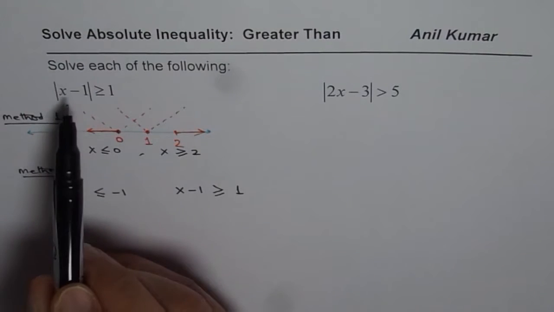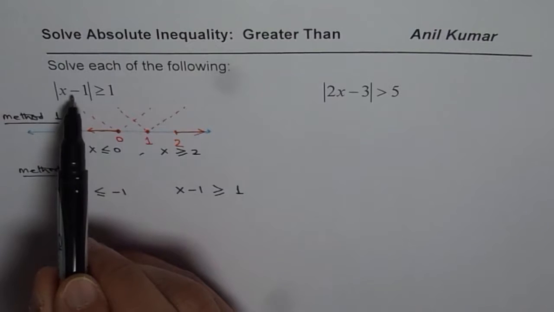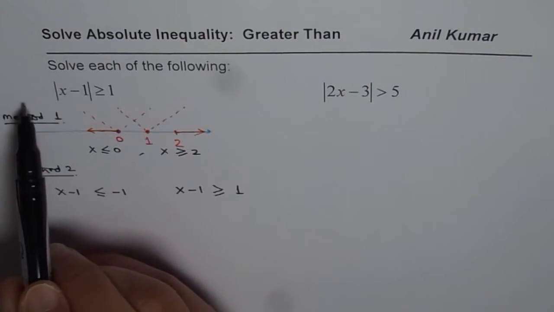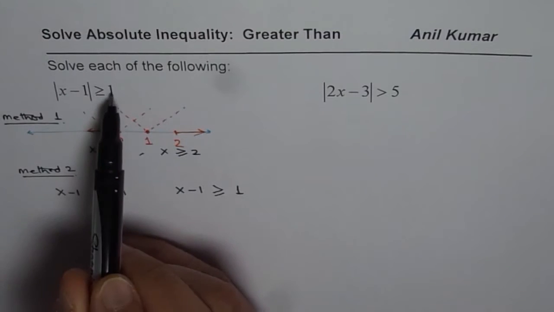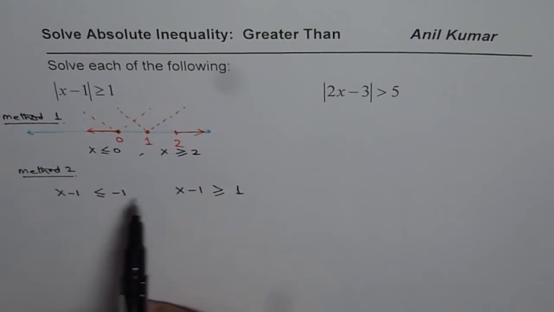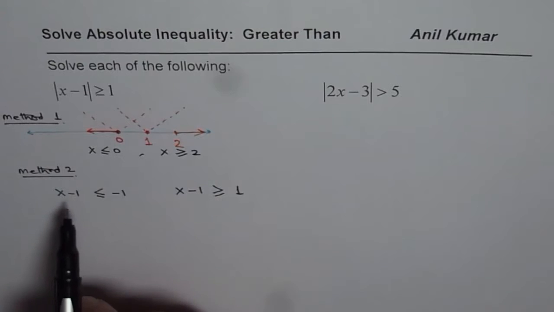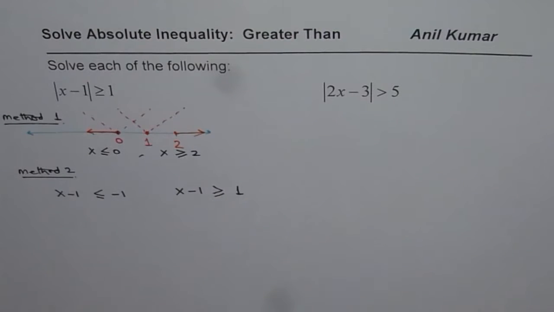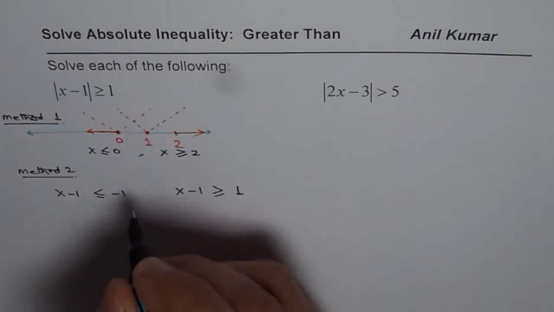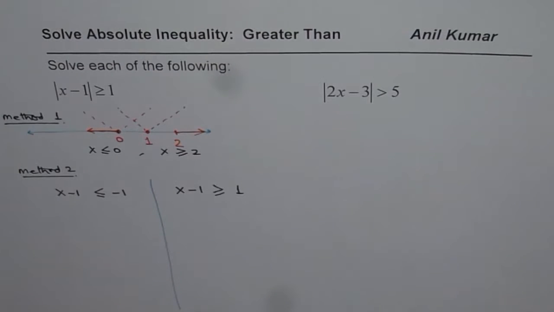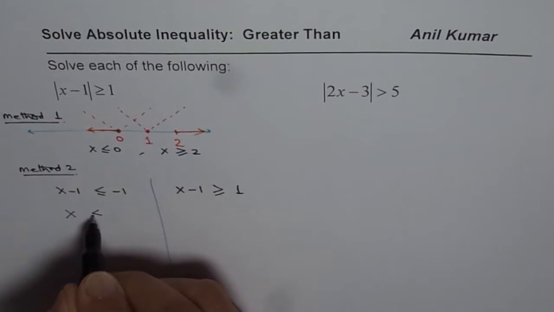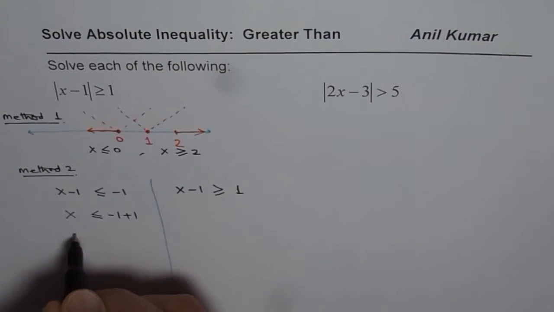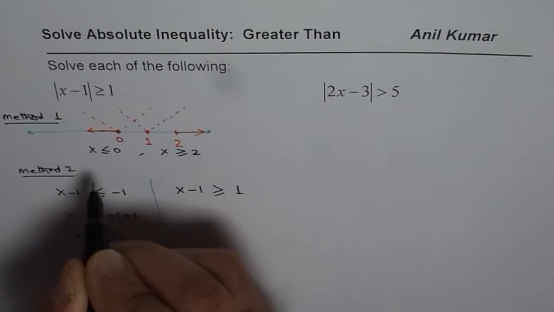In either case, if this is a negative number less than minus 1, then the magnitude, absolute value, will be greater than equal to 1. That is also by the definition, right? So in this case, now let us solve these two inequalities. Now when you solve them, what do you get? Let's take this 1 on the other side. So get x is less than equals to minus 1 plus 1, x is less than equals to 0. You get the same answer.